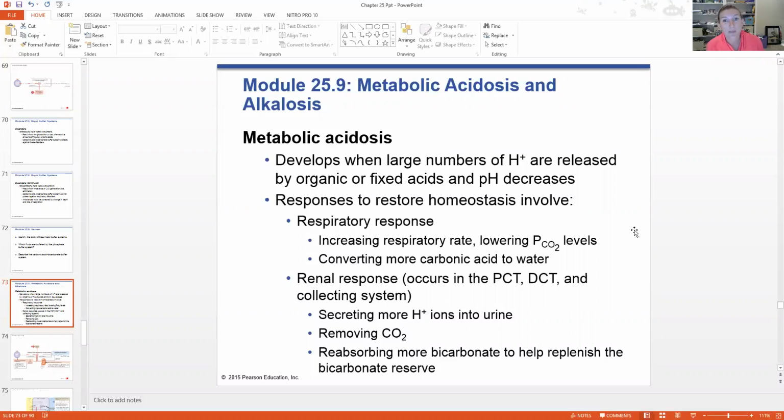This is going to occur in the PCT, the DCT, as well as the collecting system, where you're going to secrete more hydrogen ions into the urine. This is going to remove carbon dioxide from the body as well, because you're reabsorbing more bicarbonate to help replenish your bicarbonate reserves in that case.